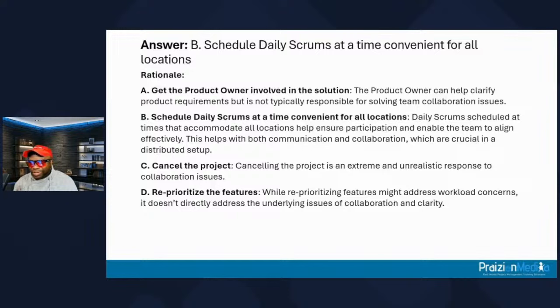Canceling the project is rather extreme and unrealistic. And reprioritizing features could address workload concerns and other issues, but it doesn't address the underlying issues of collaboration. Okay. So daily scrums are a sync point for the team members. It's also a vehicle for daily socialization where behaviors can be observed and trust can be built. So we want to, as much as possible, ensure that the team syncs up. Remember the use of the daily scrum.